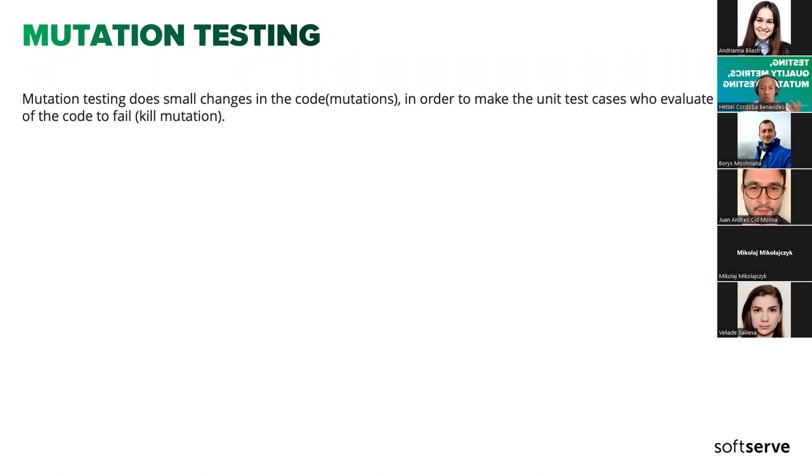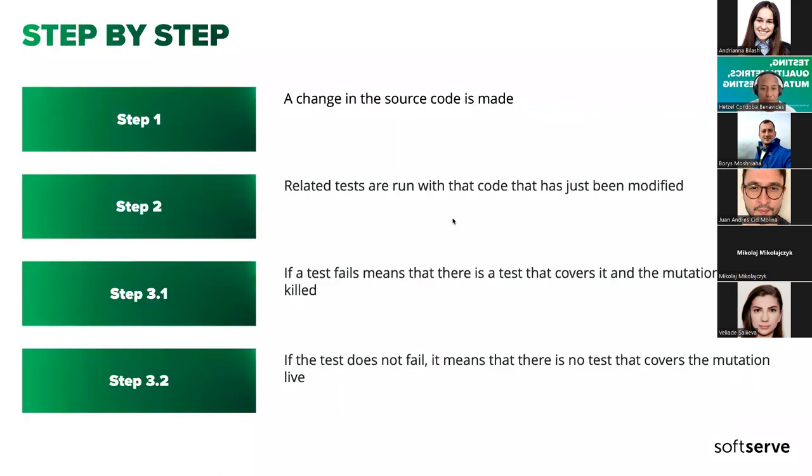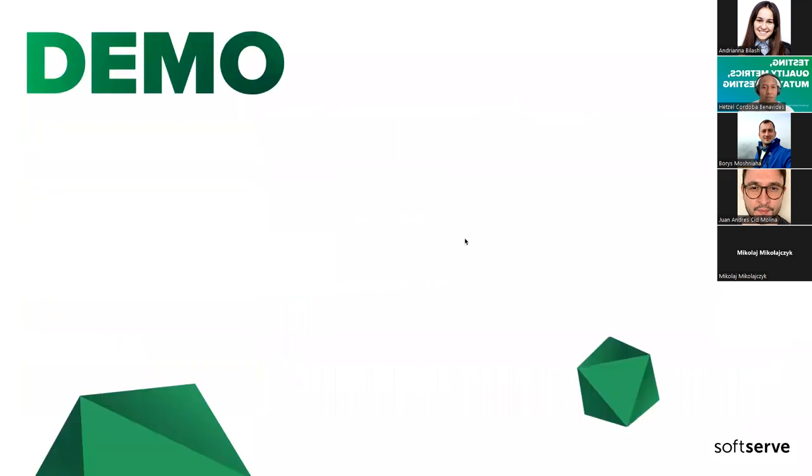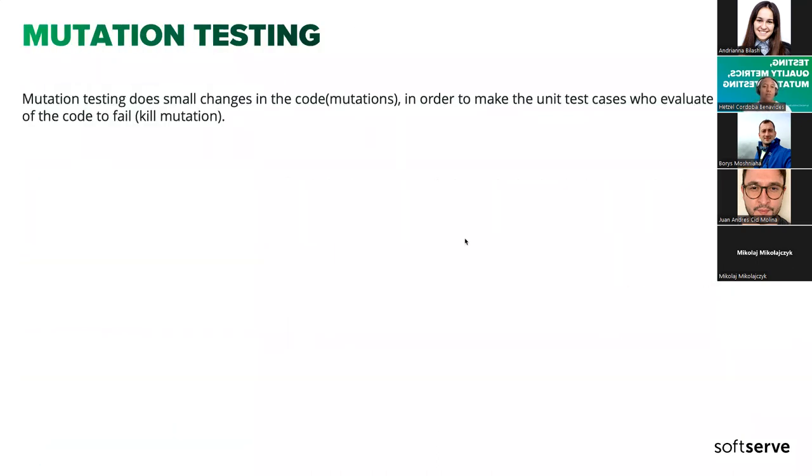It's supposed to work like this: when you change the code, for example, you have a function that is supposed to always return an object. If you change that to null, it's supposed to break some test, but most of the time it doesn't happen like that. So it's supposed to do that, but if it doesn't, the mutation lives.